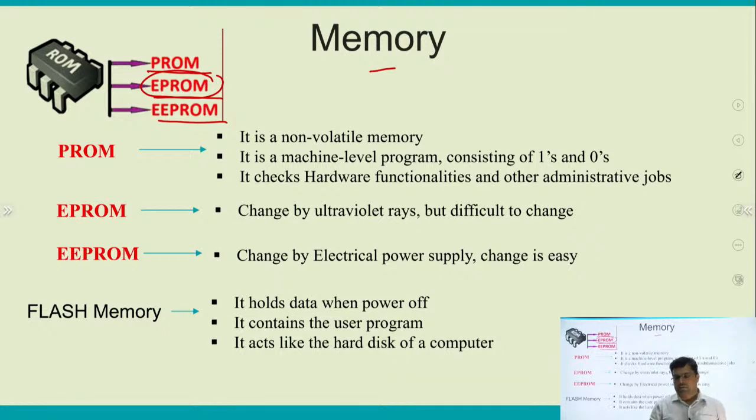Like we have to take out from the system, and that erase can be done through a process that is known as ultraviolet rays. Through the ultraviolet rays we can erase the data, erase the memory of them. Another one is EEPROM, that is known as electrical power supply.